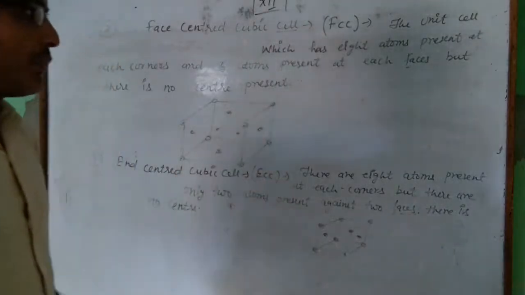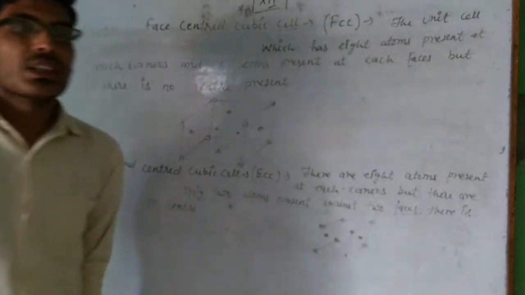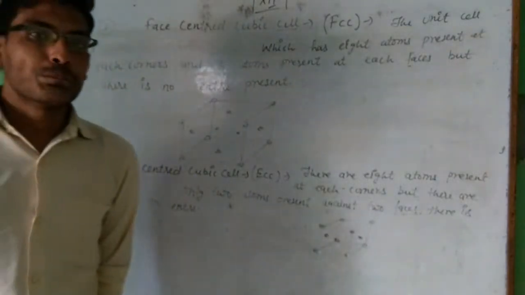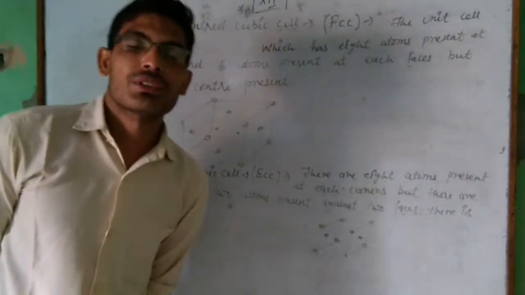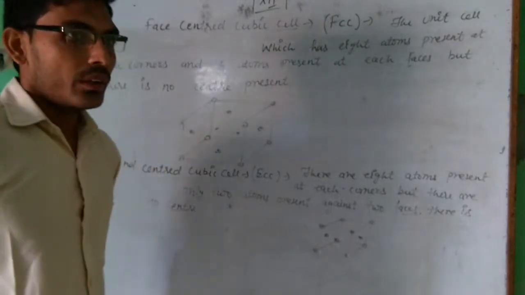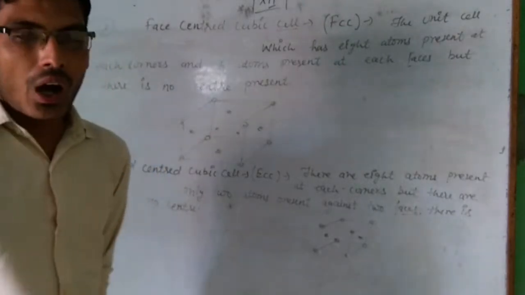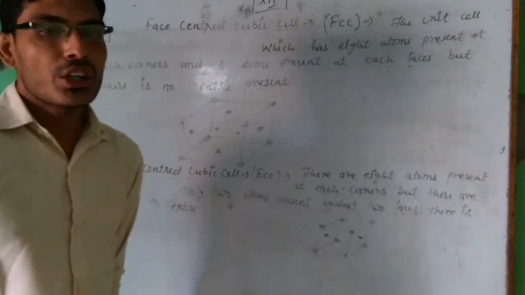So altogether we have discussed the 4 types of cubic unit cells. The first is simple, the second is body-centered, the third is FCC, and the fourth is ECC. Now the next topic is how to calculate the number of atoms present in each cubic cell.